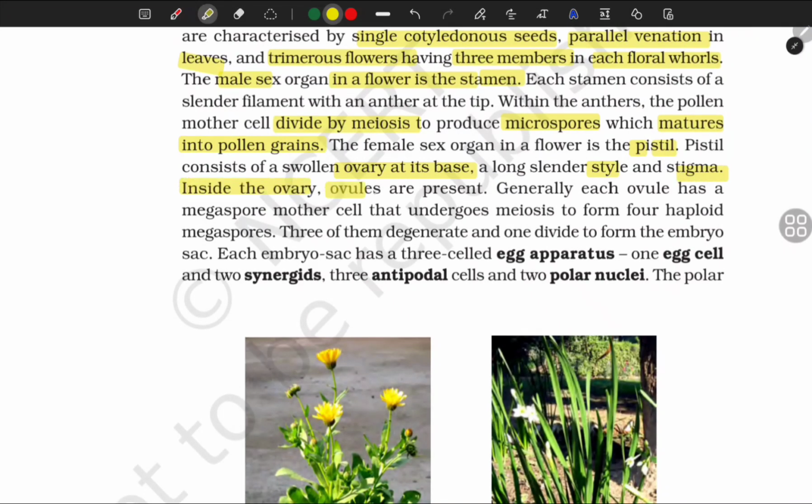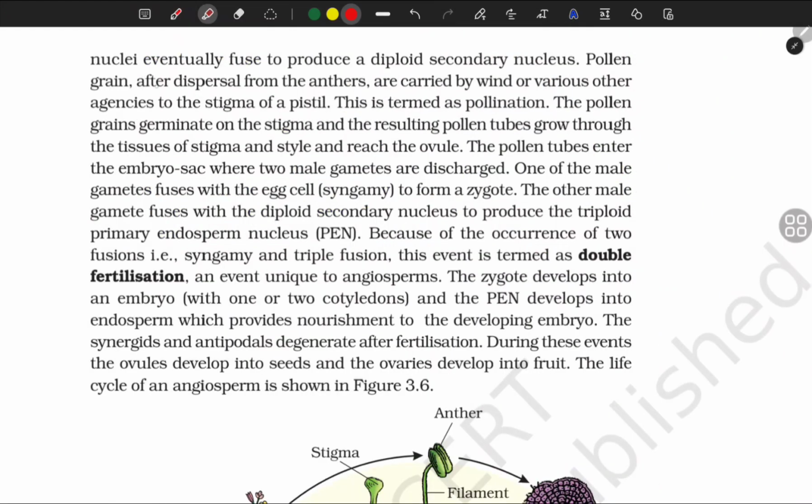Inside the ovary, ovules are present. Generally, each ovule has a megaspore mother cell that undergoes meiosis to form four haploid megaspores. Three of them degenerate and one divides to form the embryo sac. Each embryo sac has a three-celled egg apparatus, one egg cell and two synergids, three antipodal cells, and two polar nuclei. The polar nuclei eventually fuse to produce a diploid secondary nucleus.